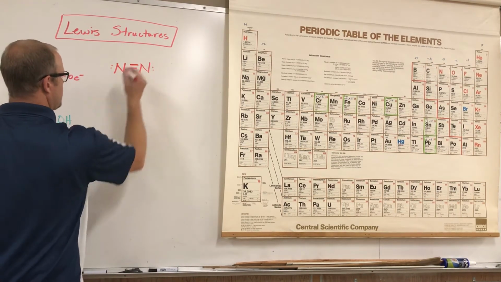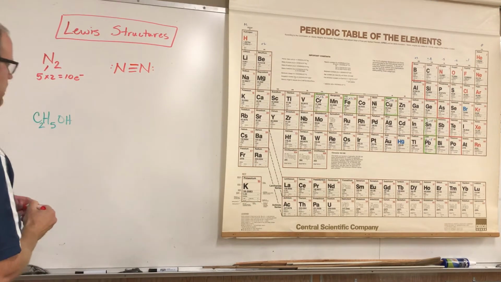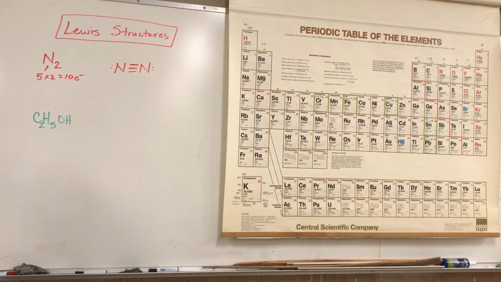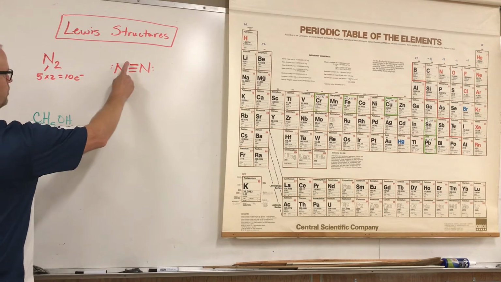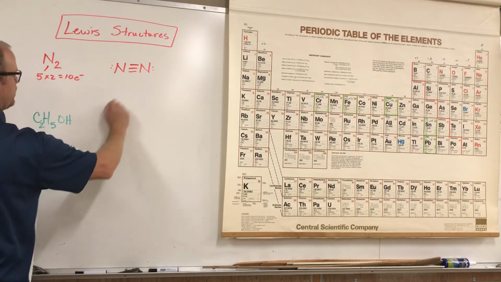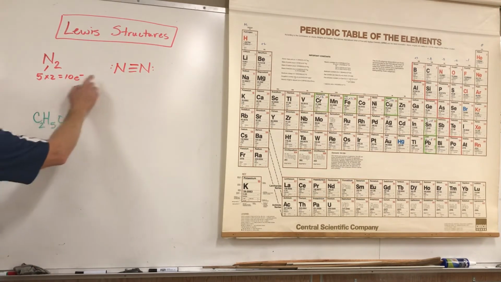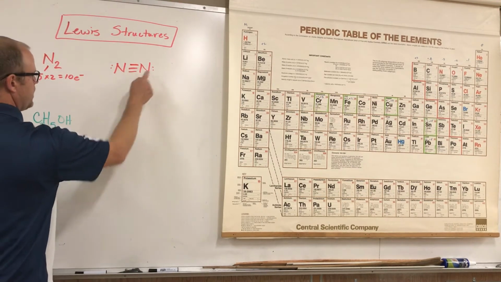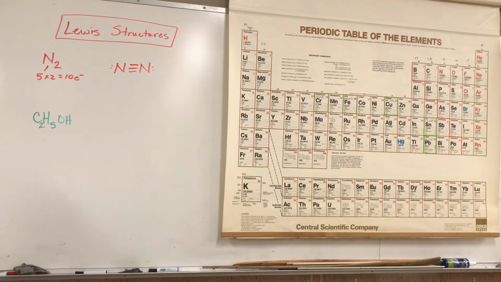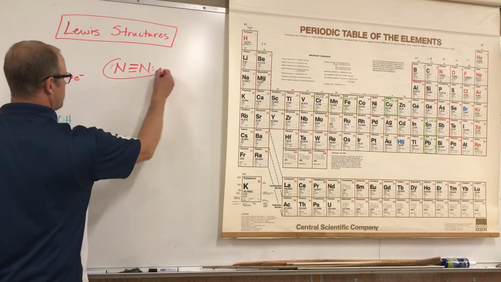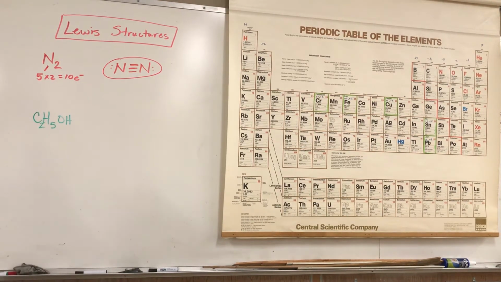That is now a triple bond. Hey, remember, each line counts for 2 electrons. So now this nitrogen has 2, 4, 6, 8. Done. Everything's happy. My total, 2, 4, 6, 8, 10. I've got a total of 10 electrons. So this would be the accurate Lewis structure for a nitrogen molecule.